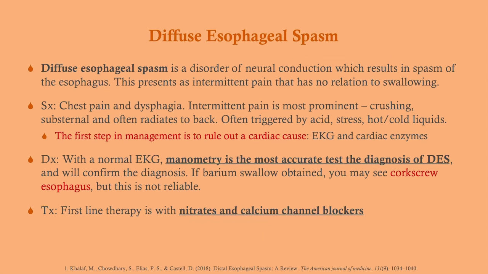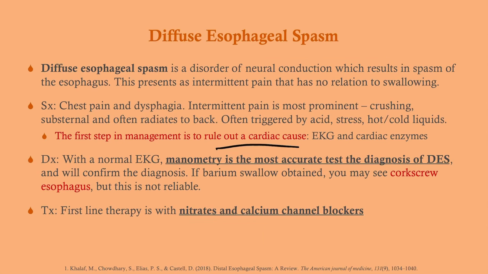It hurts. And so what's the best initial thing to do? You got to rule out cardiac cause. So get EKG and enzymes. That comes back normal, then you can go ahead and start thinking GI problems. And so with a normal EKG, once you've ruled out cardiac problems, then manometry is going to be the most accurate test for diffuse esophageal spasm. Now, can you get a barium swallow?